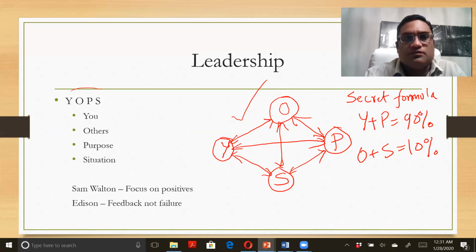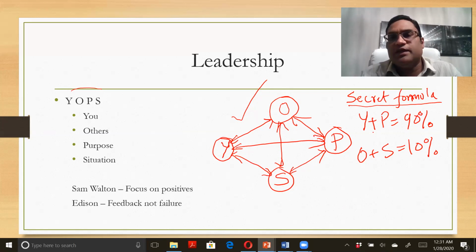So Y is you, O is others, P is purpose, your purpose, why you're doing this, and the situation you are in. By the way, this is a secret formula that I came up with: Y plus P, which is you plus purpose, is 90%. Somebody also mentioned that life is 90% how you react to it, and only 10% what happens to you.